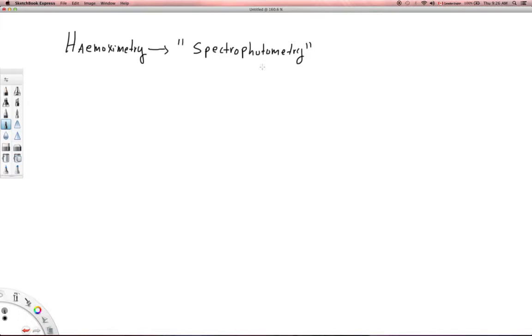Spectro has something to do with spectrum, and photometry has something to do with photons, with light. So it's something to do with the light spectrum. The principle of spectrophotometry really comes from our understanding of atoms and molecules, and our understanding goes pretty much as follows.